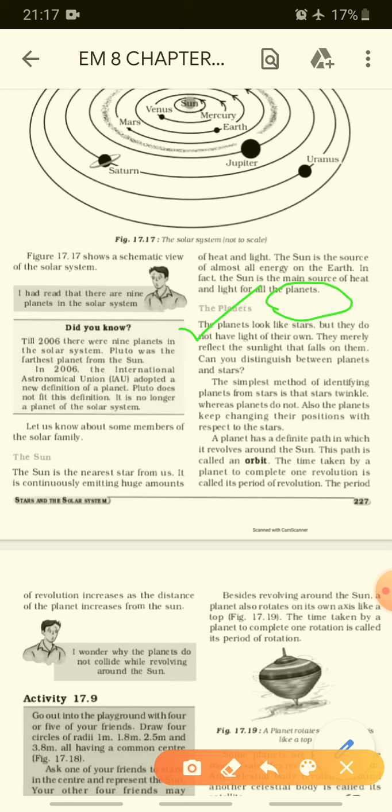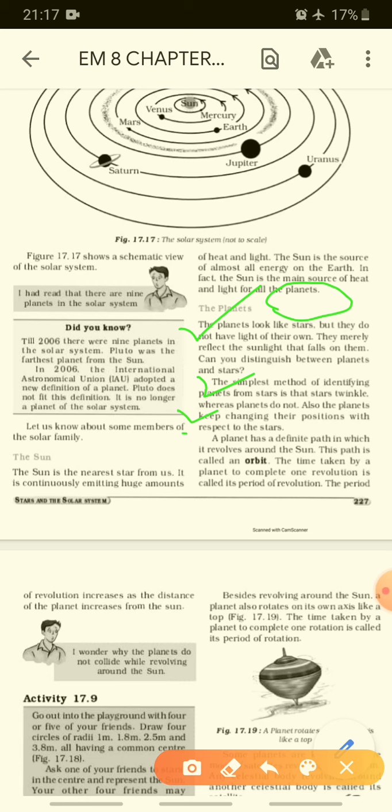Now, can you distinguish between planets and stars? Yes, it is easy. We have learned the simple method of identifying planets from the stars: stars twinkle while the planets do not twinkle. And planets keep changing their position with respect to the stars.